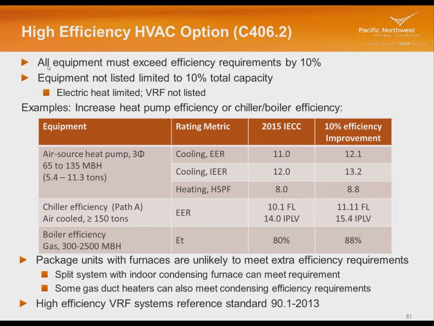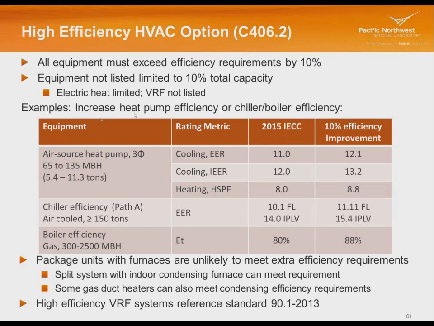choose that. There used to be tables in the code that were separate efficiency requirements. Now it just says all equipment must exceed the efficiency requirements listed in the table by 10%. And the equipment not listed in those tables is limited to 10% of total capacity. Now VRF is not listed, however, there's a reference to the VRF tables in 90.1, so VRF can be used to meet this requirement, even though they don't have a table in the IECC. That reference to 90.1 brings them into the picture.